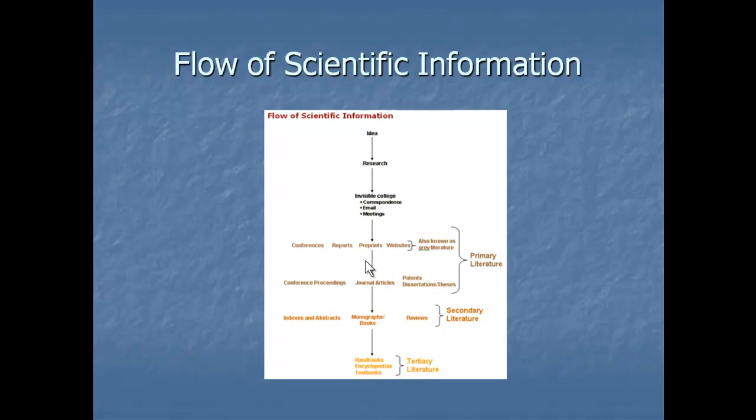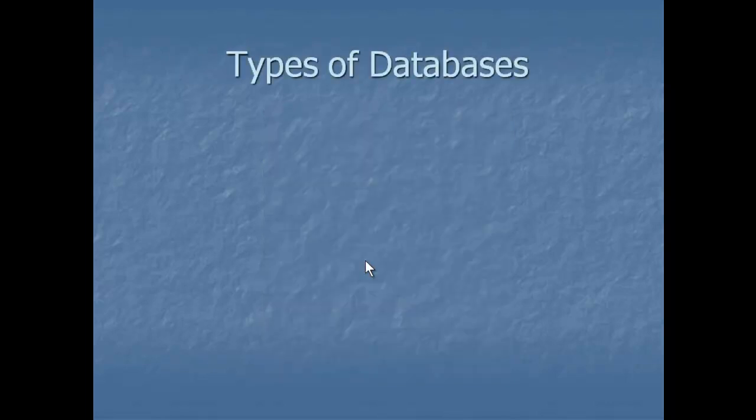But how do you get at that? In the print age, we would call those index and abstract publications, but now those publications are known as databases. So you need to use a database to get at the more recent information in the journal or conference proceeding literature. So let's discuss now databases, the types of databases first.